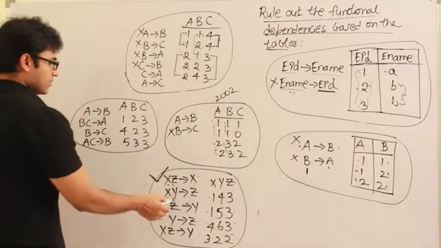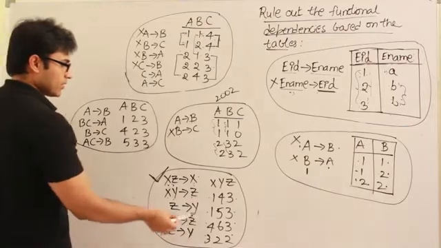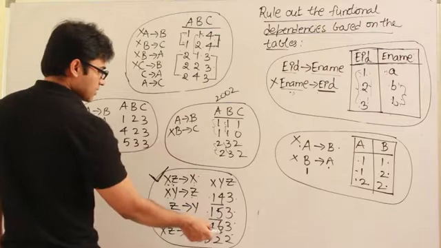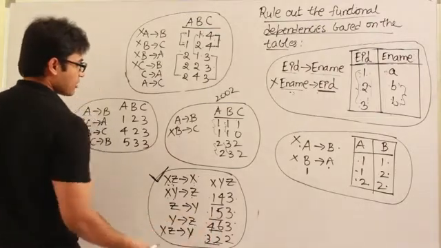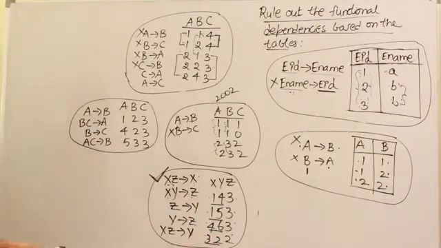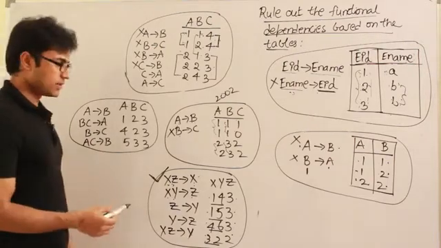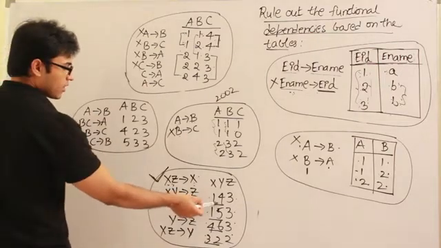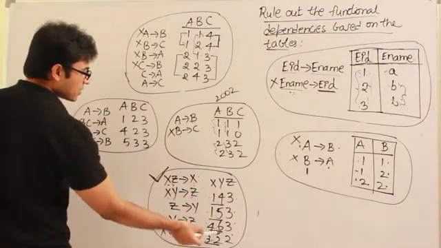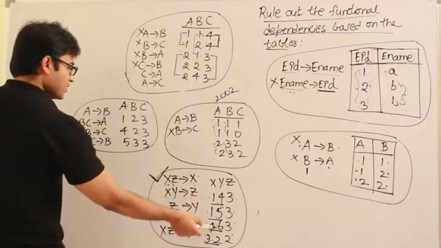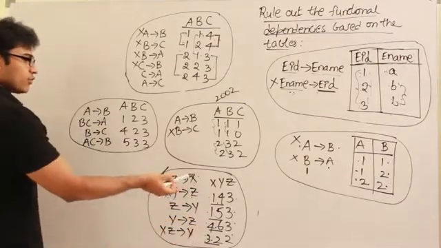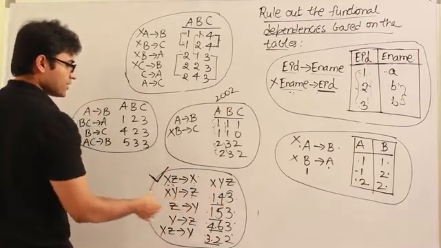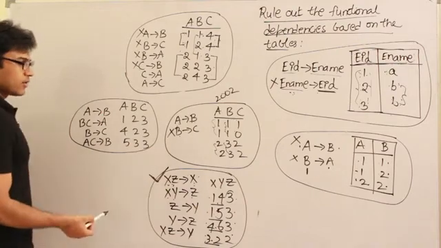Next one is xy derives z. So given a value of xy, xy is 1 4, xy is 1 6, xy is 4 6, xy is 3 2. And one more thing, in a table, if the left hand side is unique, like in this case, see this, xy is unique, right? 1 4, 1 5, 4 6, 3 2. In a table, if left hand side is unique, then obviously whatever is the right hand side value, you can say that it doesn't violate at all.